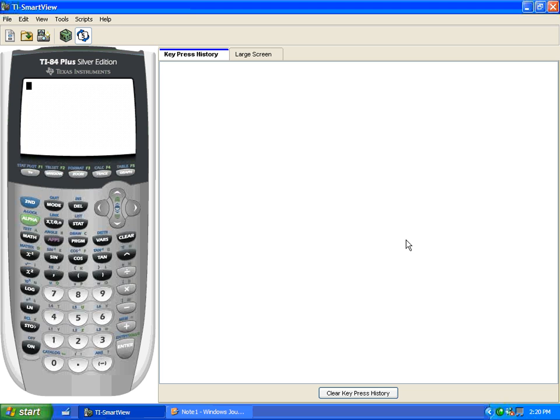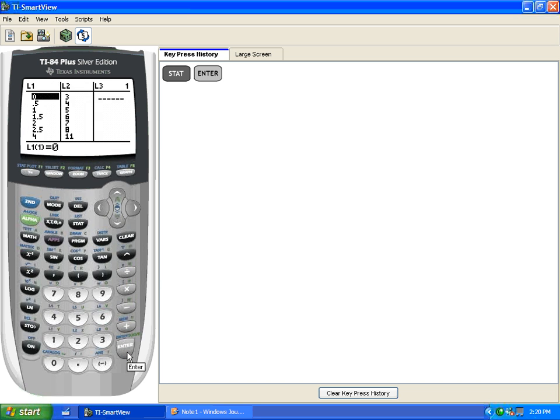I want to take a look now at how a graph and an input-output table are related, how one can create the other one. We're going to start off, I'm going to go into my statistics mode here and go into my editor where I've already put in a few input and output pairs. I've got in L1 the X values, and straight across them in L2 the corresponding Y values.